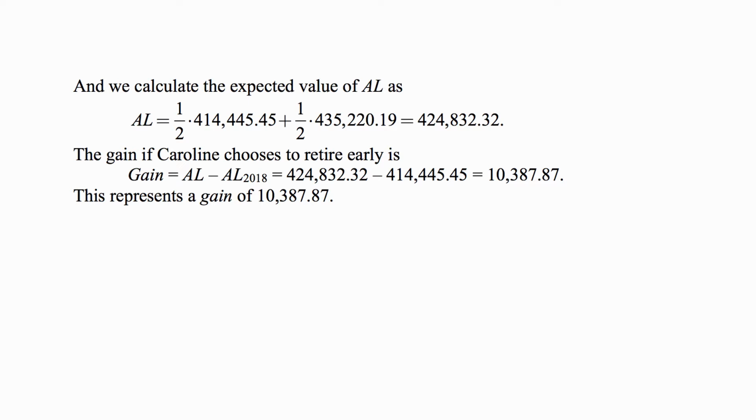And if she chooses to retire early, the difference between the accrued liability we just calculated and the accrued liability for retirement in 2018 is 424,832.32 minus 414,445.45, and that's 10,387.87. This is a gain to the plan because, in this case, retiring early means that the liability turns out to be smaller than the expected value of the liability.